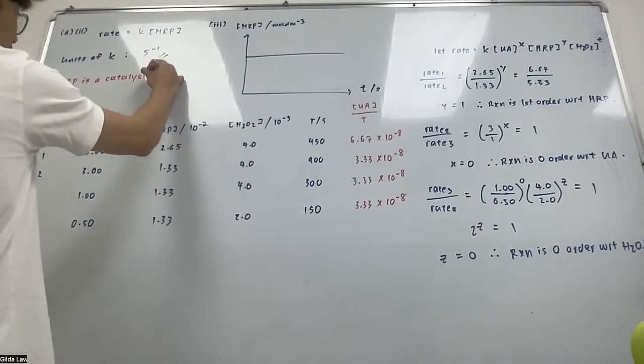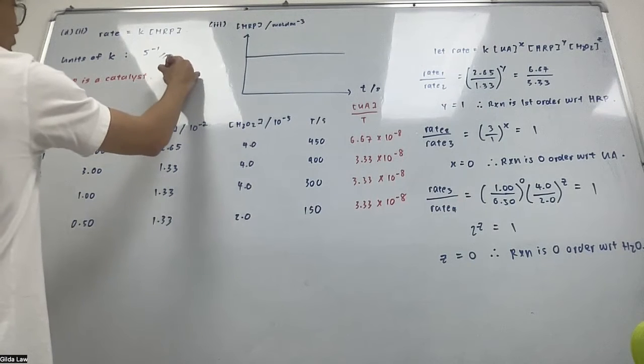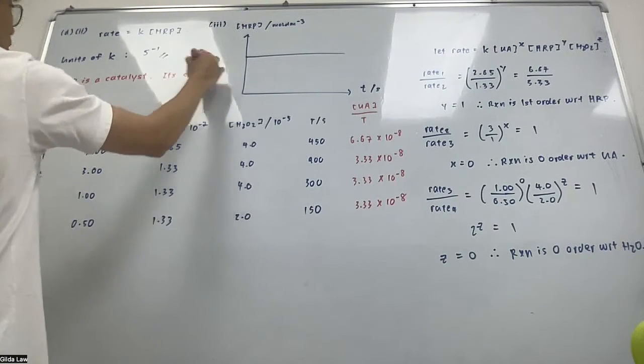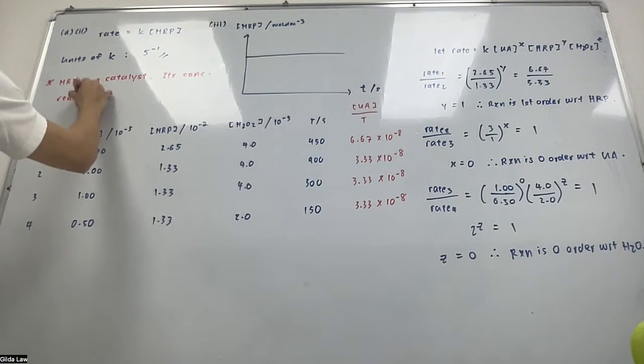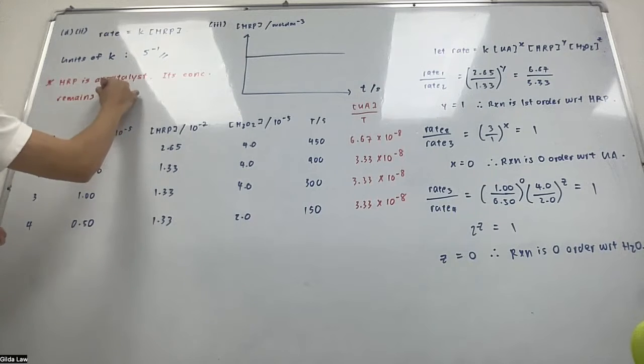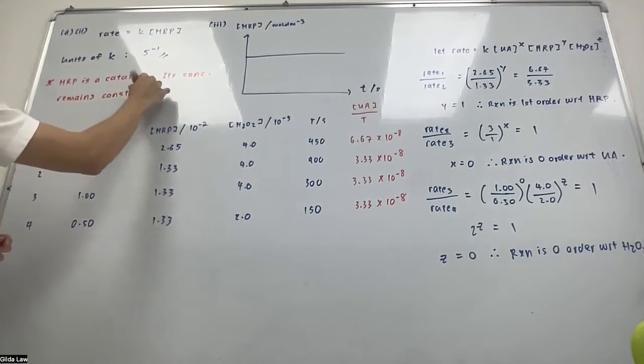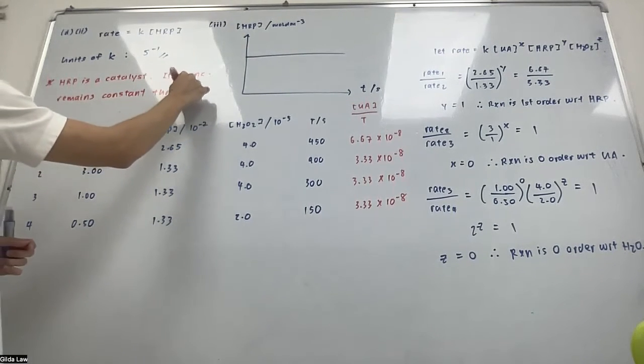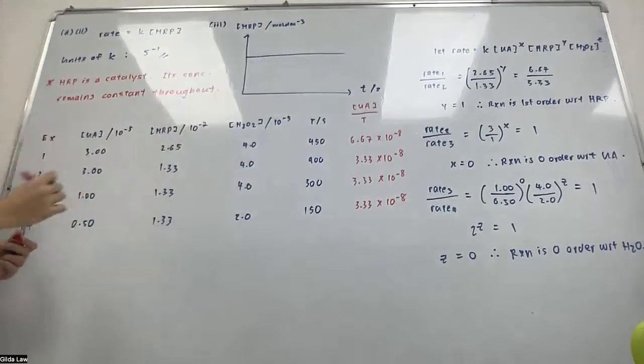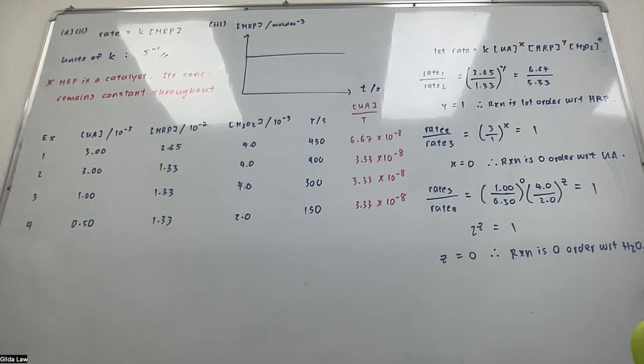HRP is a catalyst, and take note from now on, its concentration remains constant throughout the reaction. But if you draw a first order graph, you can still get 1 out of 2 marks. So you never waste your time. You can still get marks.